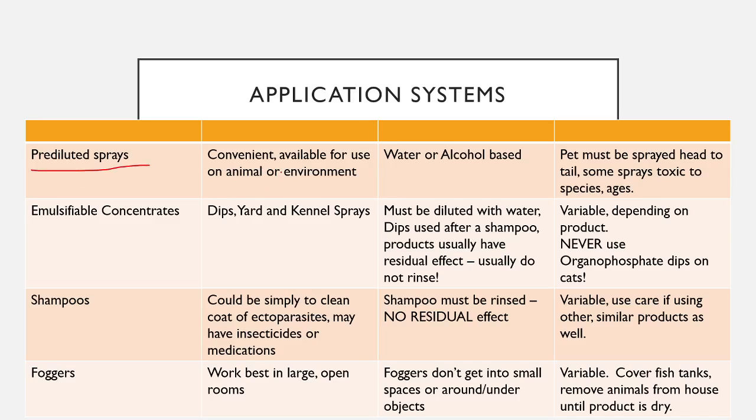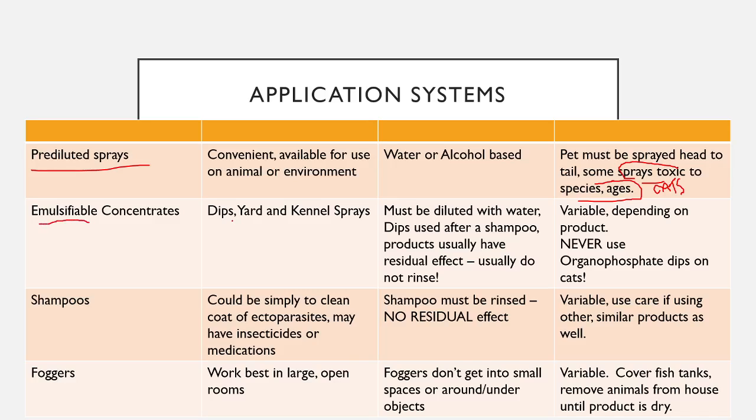Pre-diluted sprays are convenient and available for use on the animal or environment, usually water or alcohol based. The pet must be sprayed from head to tail, and some sprays are toxic to certain species and certain ages. So we have to be very careful to read the label, especially with cats and permethrins.